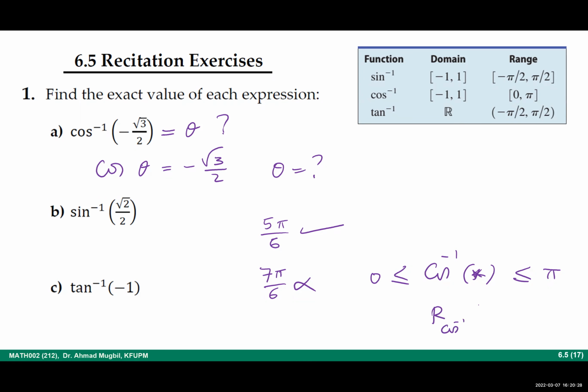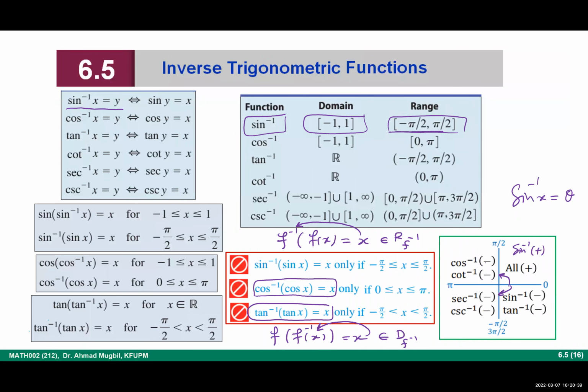So now this theta will be 5π/6. This one is not between 0 and π. This one is between 0 and π. It is in the second quadrant. If you remember what I told you here, if what is inside cosine inverse is negative, then the result of cosine inverse will be in the second quadrant.